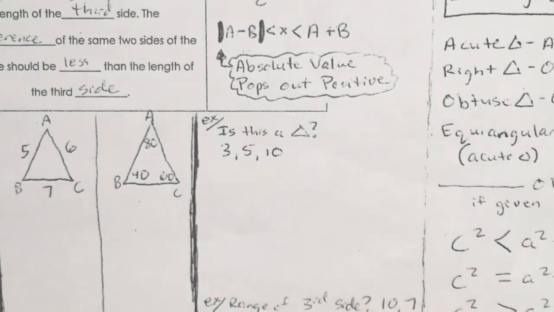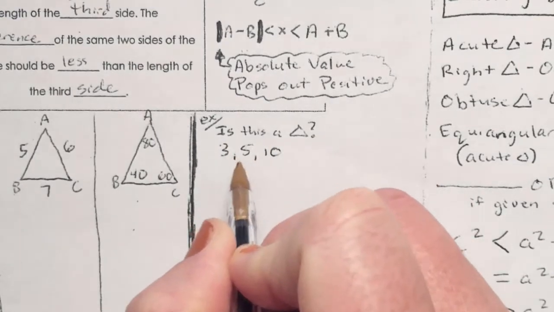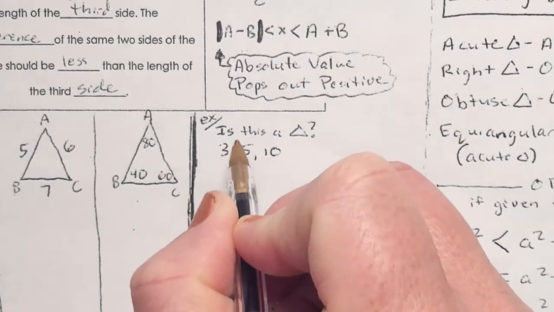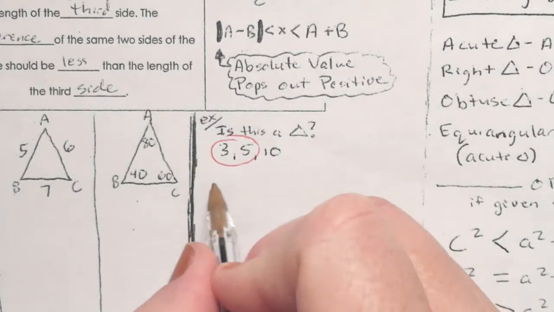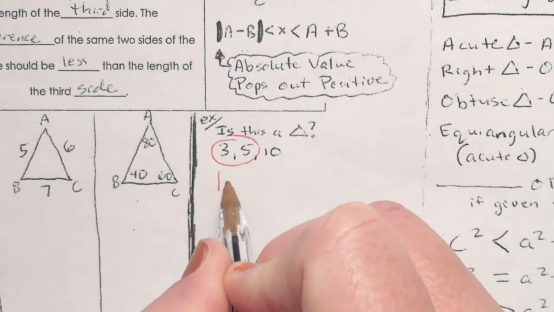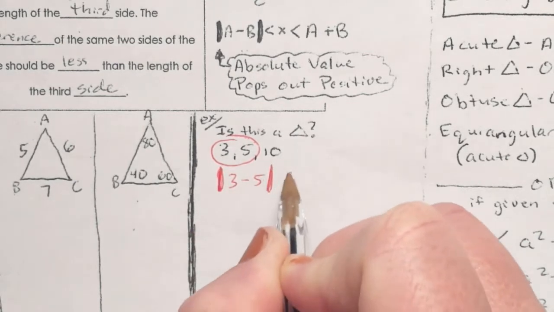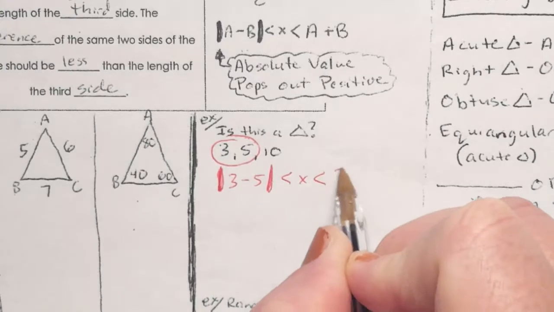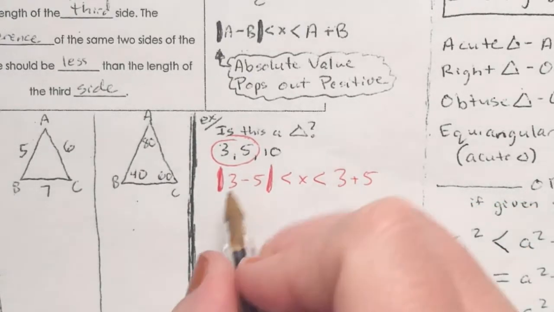All right, so let's talk about this. Here we go. Is this a triangle? What we're going to do is take any two of these numbers. I always just take the first two numbers, so I don't have to think about it. So we're going to do the absolute value of 3 minus 5 is less than x, which is less than 3 plus 5. So you subtract the two numbers, you add the two numbers.